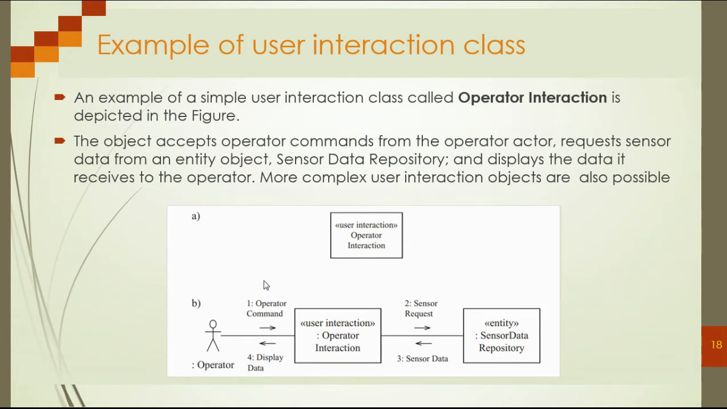The operator here is a human who communicates with the system. The operator in our example, we call it operator interaction, and here this is the class of the operator, and here the object of the class. So the operator is used to interact with the sensor data repository to request the data or also send the data.